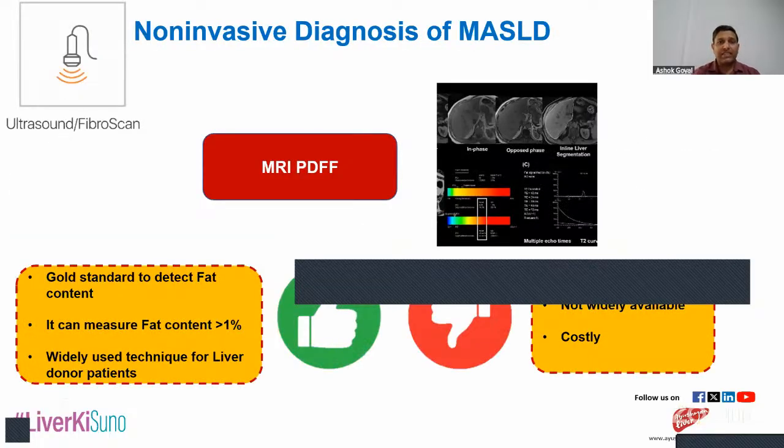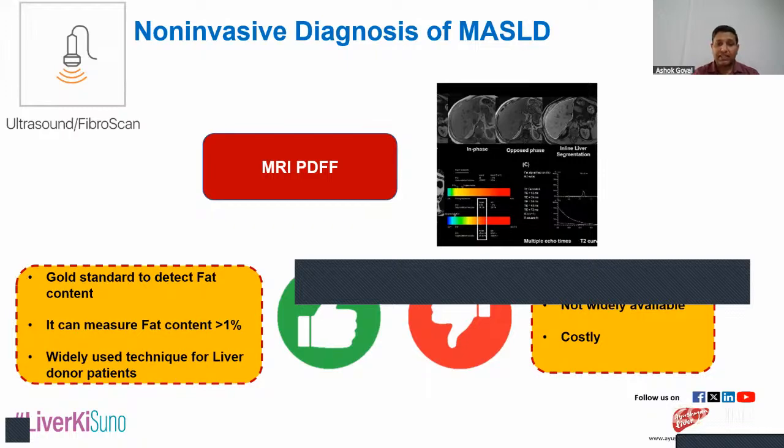Then we have another non-invasive technique, that is MRI, the gold standard to detect fat content, but it can measure fat only when content is more than 1%, so it is better than FibroScan. It is a widely used technique for liver donor patients.